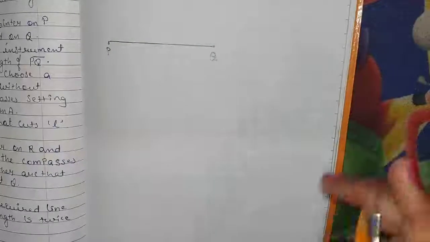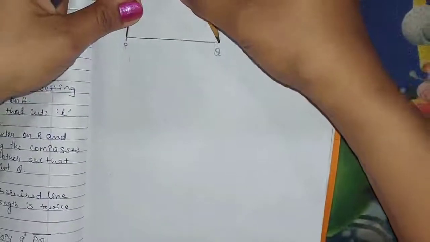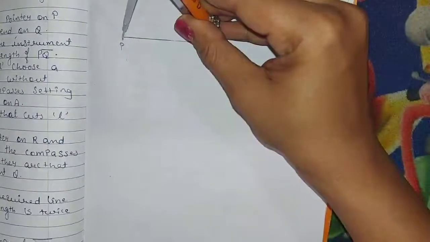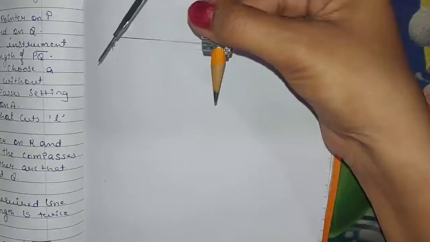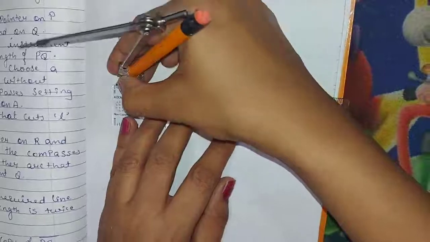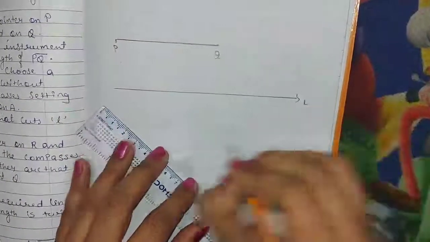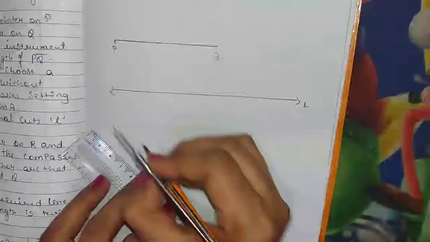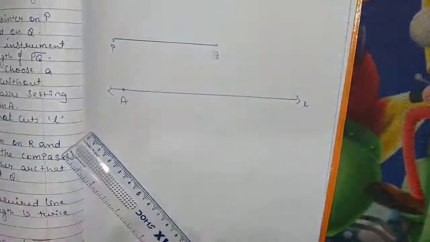So students, the next step was to fix the pointer on P and open the compass till Q. So this is our PQ measurement. Without changing this opening of the compass, we have to place the pointer on A. Before that, we have to draw a line L. So this is our line L. Put a point A on line L.